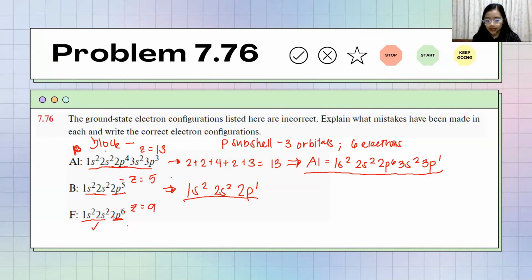Since we have one excess electron, we're just going to subtract it so that we can get a total of 9 electrons. So the correct electron configuration of fluorine is 1s2, 2s2, 2p5. If we add it up, 5 plus 2 plus 2 is 9. So this is the correct electron configuration of fluorine.